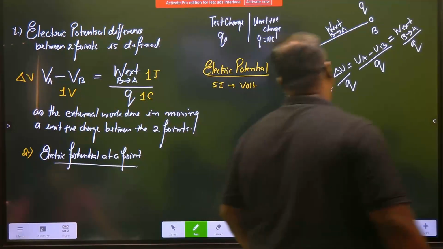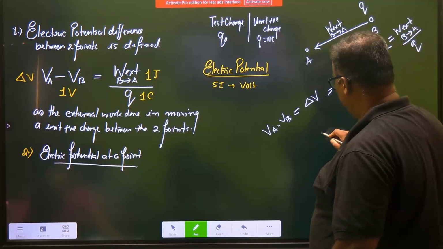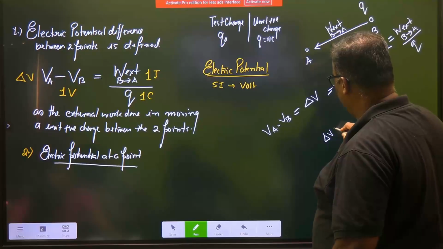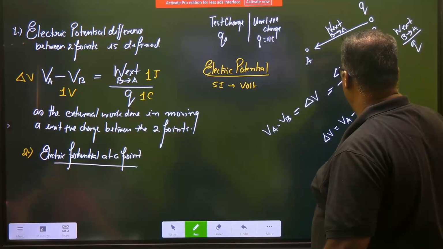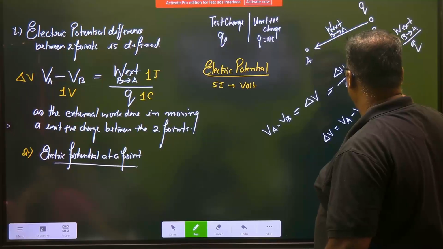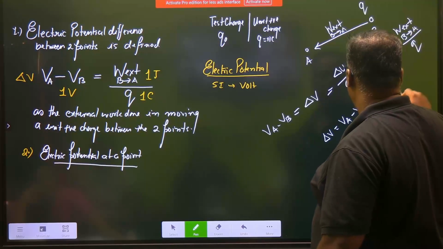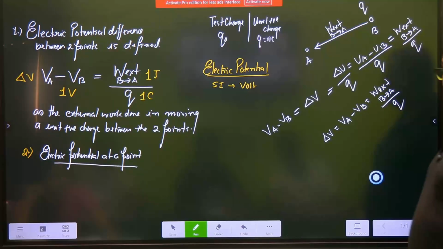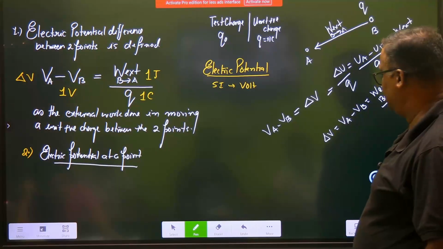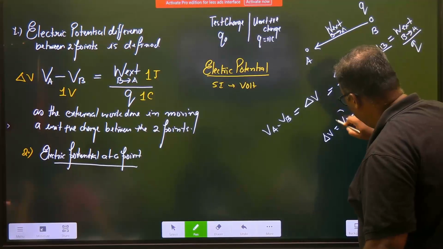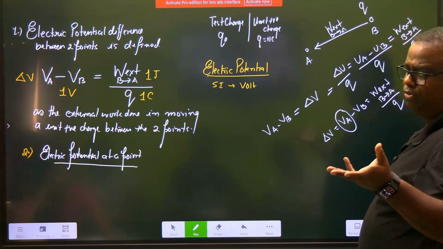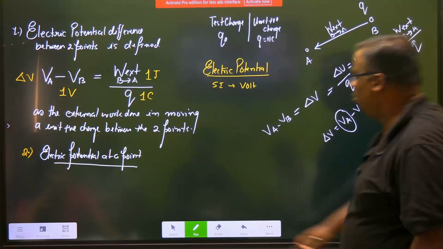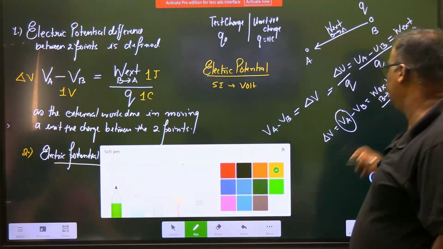So what did we find the definition out here? We said delta V is VA minus VB, which is equal to W external when you're moving from B towards A divided by Q. Now you don't want the difference. You want the potential at a particular point. So I want the potential at A. So basically you will be calculating the difference again, but you have to have some sort of an assumption now. And what is the assumption you make?